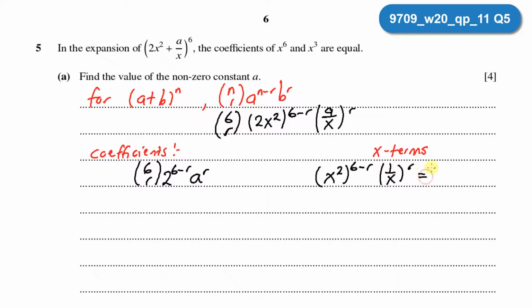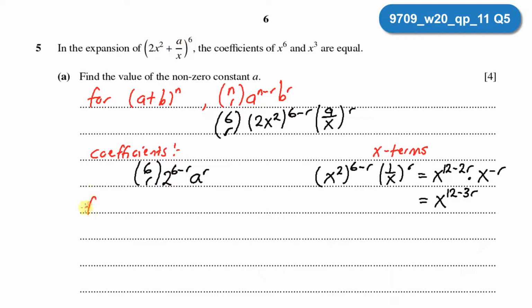So this can be simplified to x to the power of 2 times 6 minus r, that will be 12 minus 2r, and it's multiplied by 1 over x, which is x to the power of minus 1, and that power minus 1 multiplies r to get x to the power of minus r. So this comes out as x to the power of, adding the powers, 12 minus 3r. So we now have the general form for all the x terms in the binomial expansion and the coefficients in the binomial expansion of (2x squared plus a over x) to the power of 6.